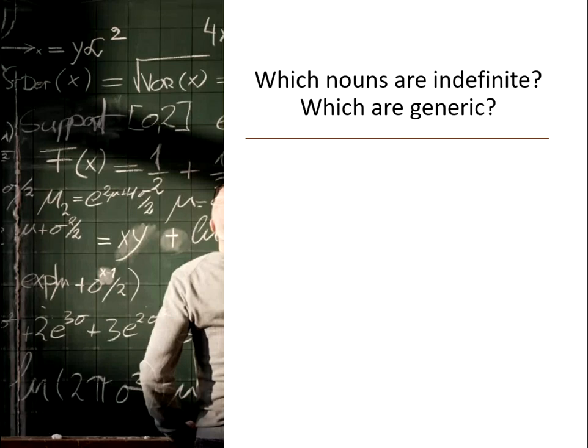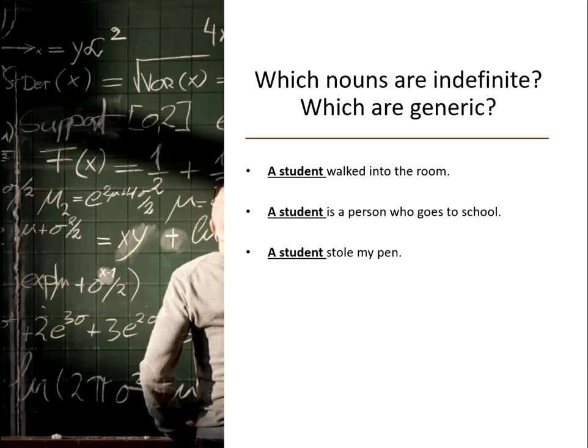First, let's talk about indefinite and generic. Which nouns are indefinite and which are generic? A student walked into the room. A student is a person who goes to school. A student stole my pen. A student can meet with the teacher before class.